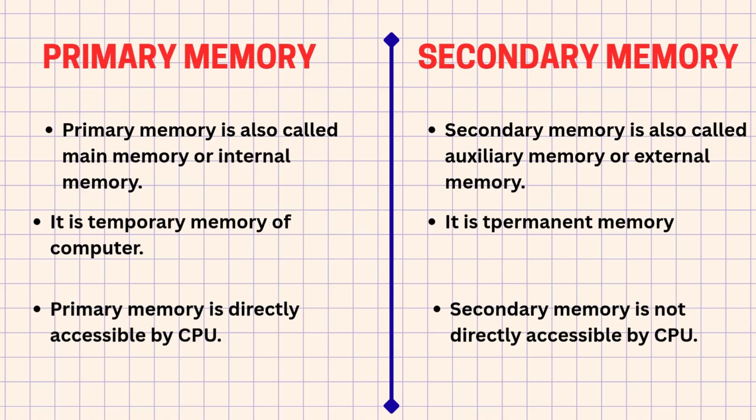Secondary memory. Secondary memory is also called auxiliary or external memory. Unlike primary memory, it is permanent, meaning the data stays even when the power is turned off. However, this type of memory is not directly accessible by the CPU. It is used mainly for long-term data storage.